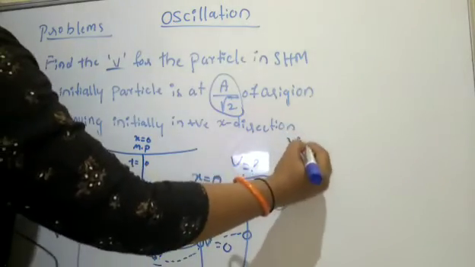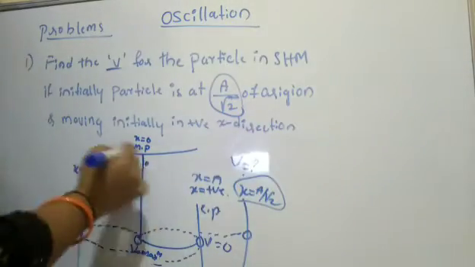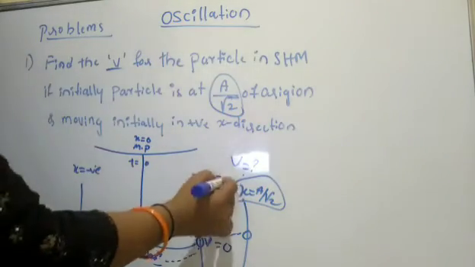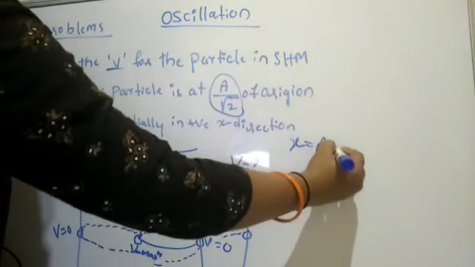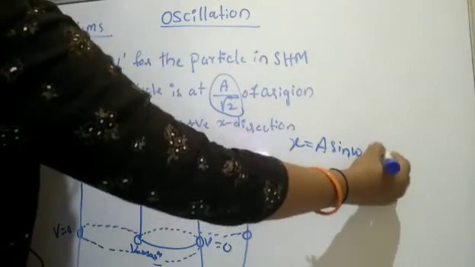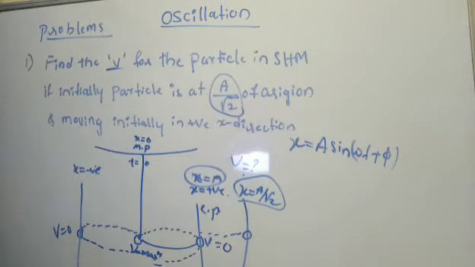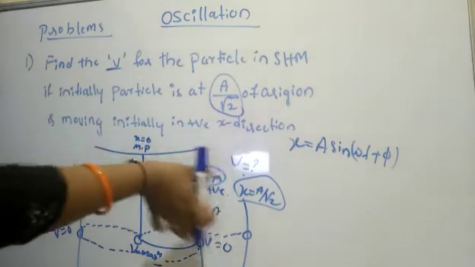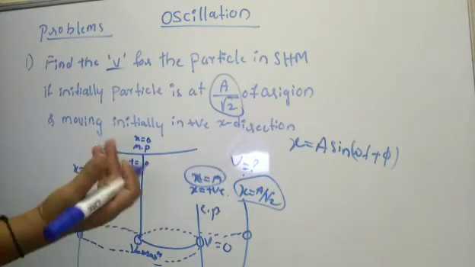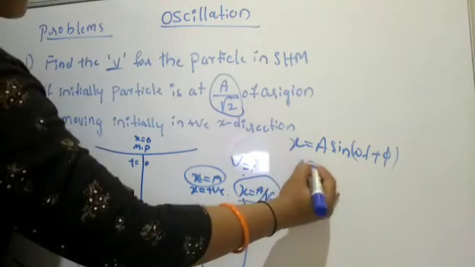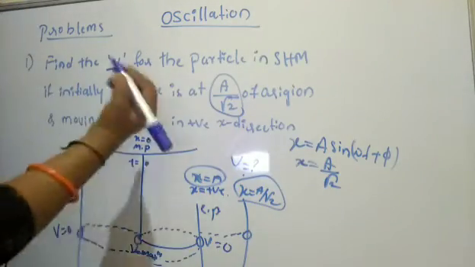We have a velocity, and the next form we will go to. Let us go ahead with that. We have this form at this position: x is equal to what here? A sine of omega t plus phi. This is the general equation of a particle executing simple harmonic motion, giving the displacement from the mean position. So x is given here as a by root 2, right?